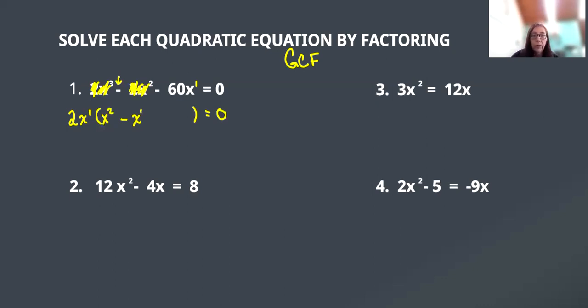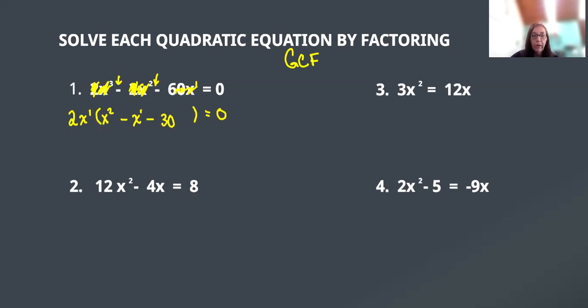Then we got to bring down our minus again. 2 times 30 is 60. And I've already got the x. So there we go. Now we've taken out the greatest common factor. So now let's go ahead and factor this.